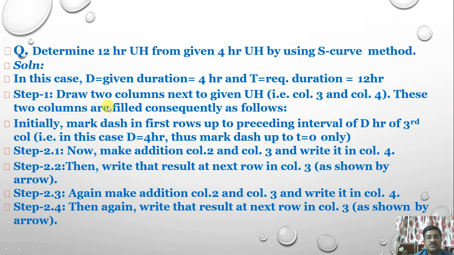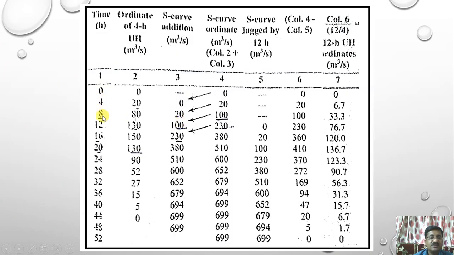These two columns are filled consecutively as follows. You can see these are the given figures of the 4-hour unit hydrograph, and column 3 and 4. As we have seen, next to it is given as 0, and the S curve ordinate you are going to plot as 0 here. The initial point will be 0. So this 20 plus 0, you get 20, and again you bring the 20 here. So 18 plus 20 is 100. This is continuously obtained up to the last point.